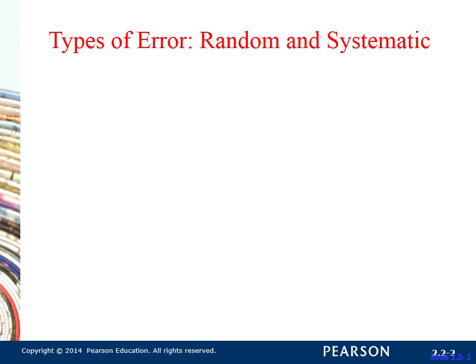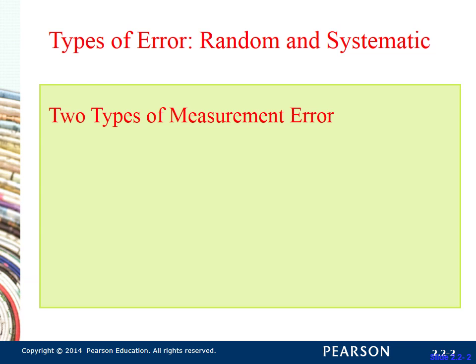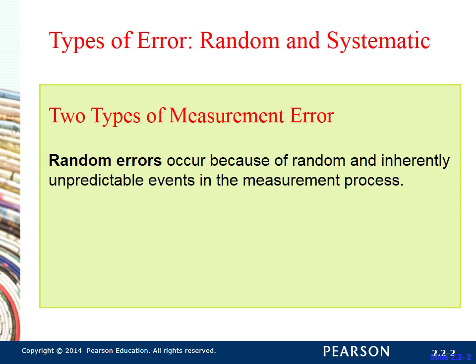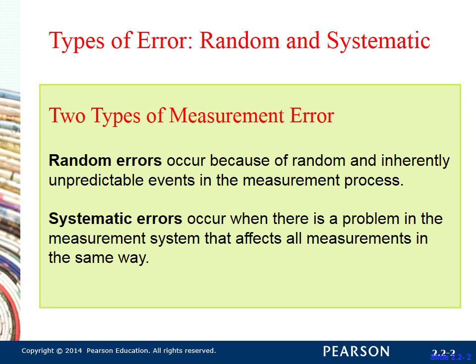Alright, let's see. So we're going to start with random versus systematic types of errors. These are things that can occur as you're gathering your measurements. A random error is just one that occurs because of random and inherently unpredictable events in that measurement process. There's no way you can plan for it. It's just going to be totally random and totally unpredictable. So hence it gets the name random errors.